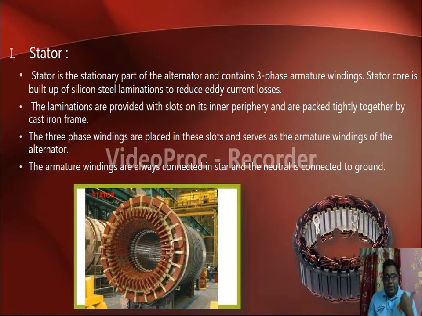Already I have told that in case of large alternator, the armature windings are on the stator part. So the stator core is built up of silicon steel lamination. Those concepts are already known to us: to reduce eddy current loss, we use steel lamination so that we can minimize this eddy current loss.